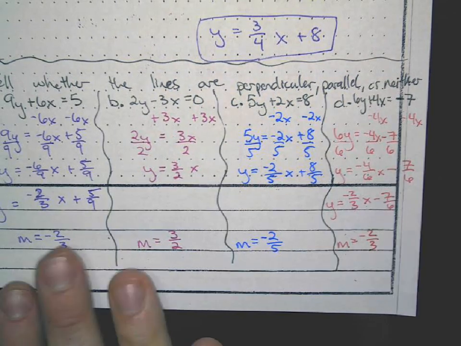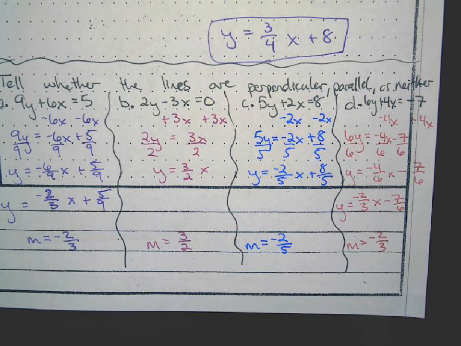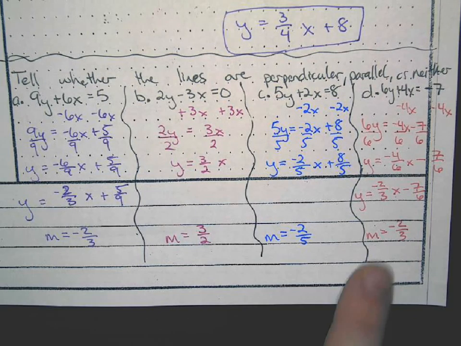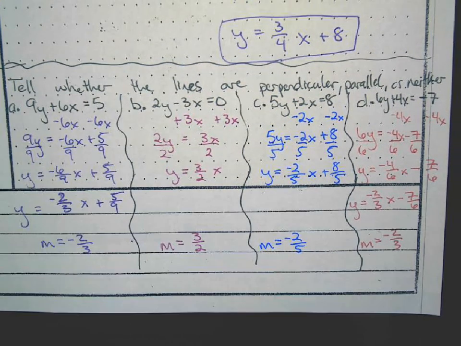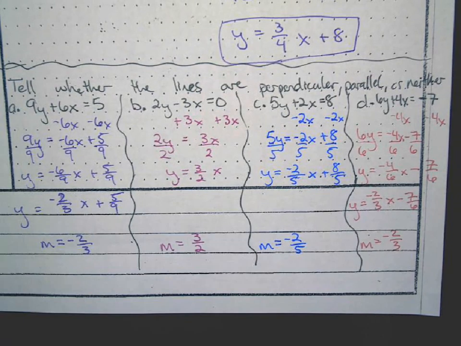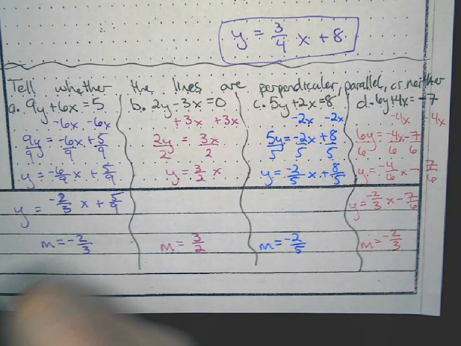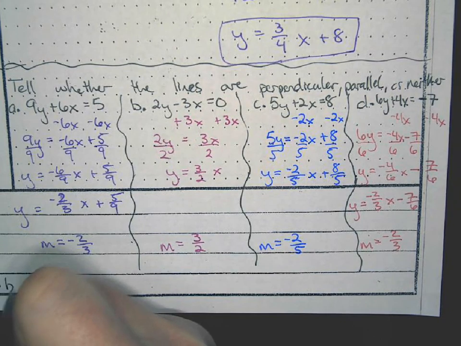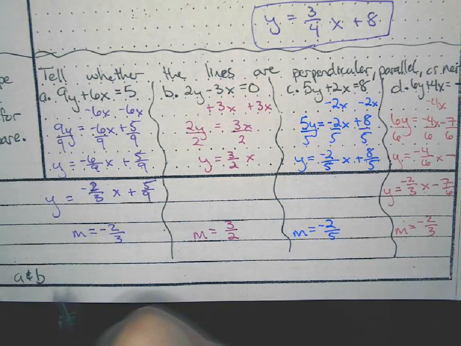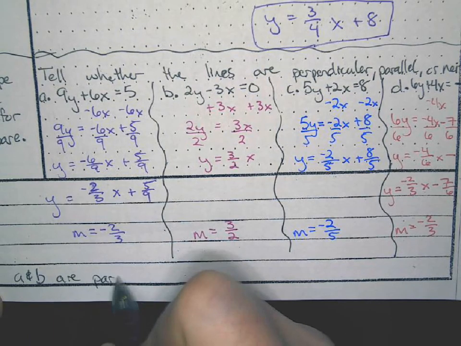Okay, so we found all of our slopes. Now let's compare them and decide which lines are parallel and which lines are perpendicular. And maybe there's some that are neither. So which lines can we say are parallel? Parallel lines have the same slope. We could say A and B are parallel. Negative 2/3, negative 2/3. So I can say A and B are parallel.